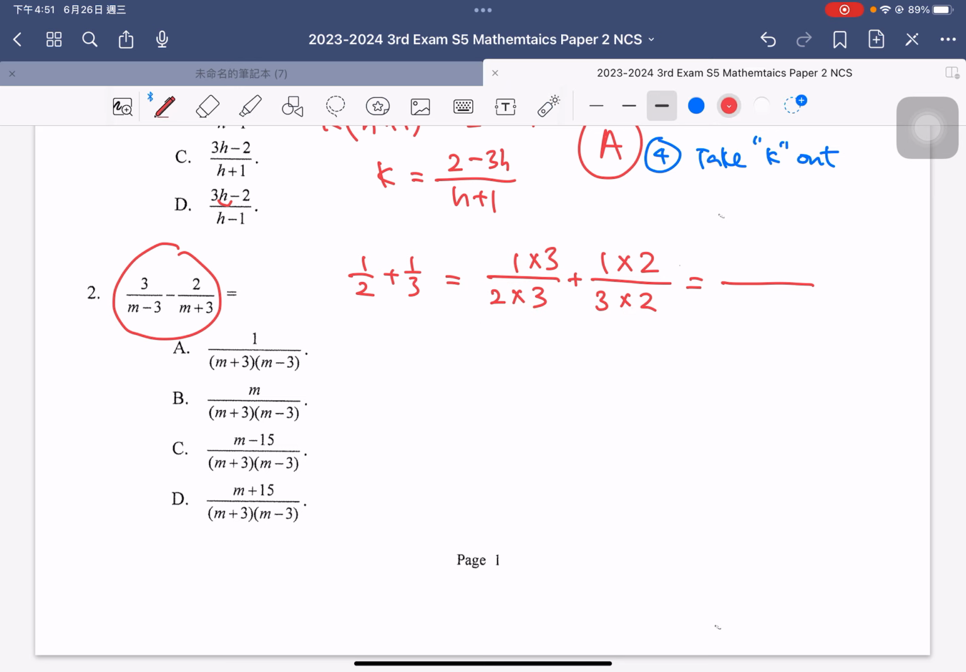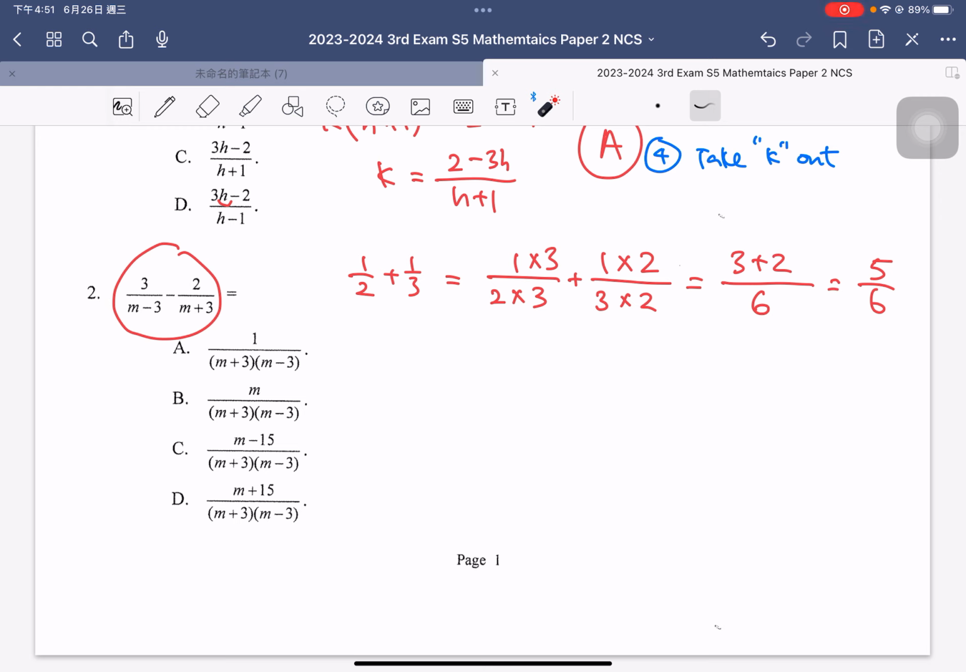So now when they have the same denominator, we can just group the numerators together. So the numerator is going to be 3 plus 2. Then we have 5 over 6. So this is how we simplify a fraction. Then if we have some fraction like this, we do it in a similar way.